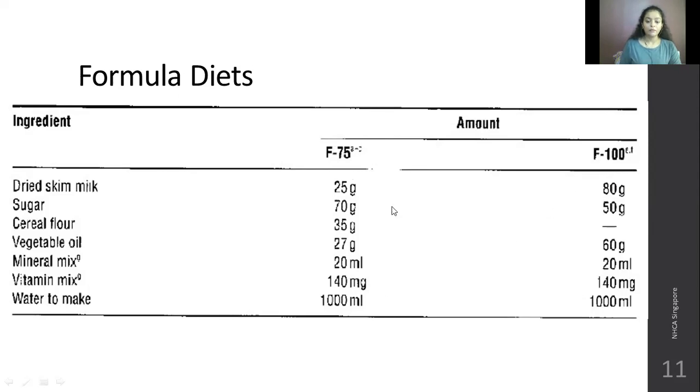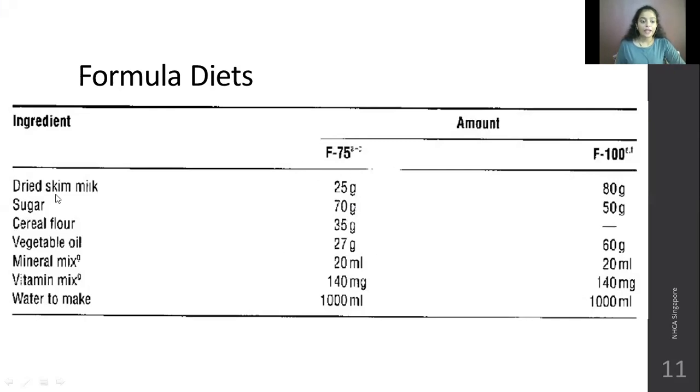We will not bombard the child with a lot of nutrients, because we do not want the child to go into a refeeding syndrome stage. So that is why slowly and gradually we increase the nutritional value of these feeds to F100. You can see the difference between the constituents of each of these feeds.